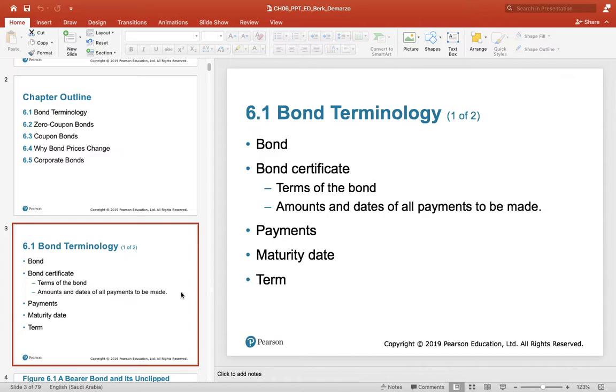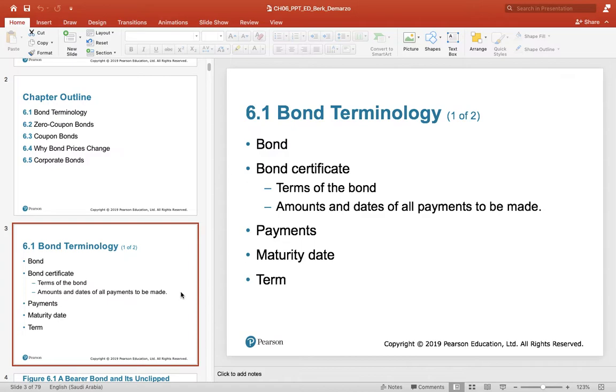So, the bond certificate talks about the terms of the bond: how many years the bond will be valid, after that it will be repaid, and the amounts and dates of all payments to be made. The coupons to be made annually, half yearly, quarterly, all these details will be written in the bond certificate. If nothing is mentioned, then the bond will pay coupons semi-annually, that is once in 6 months.